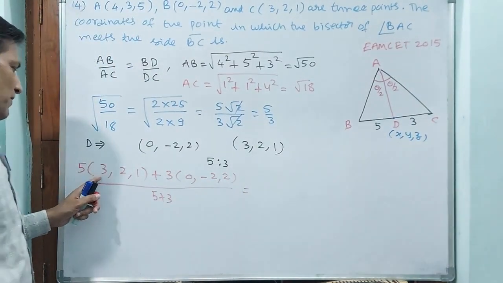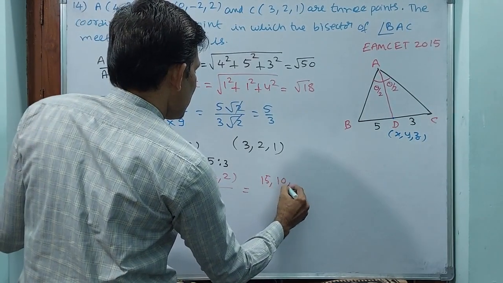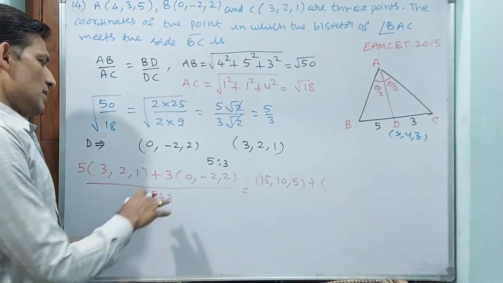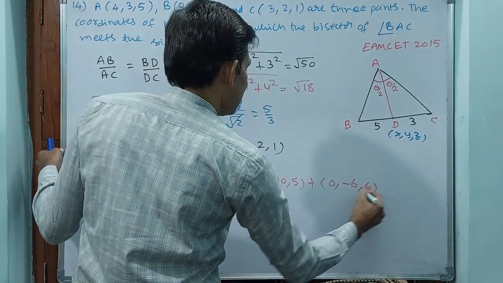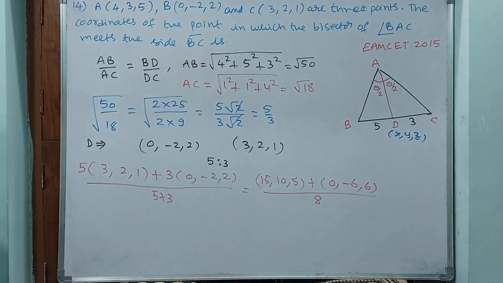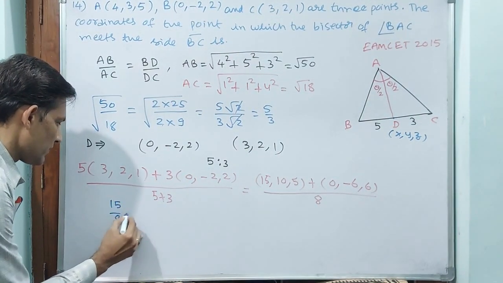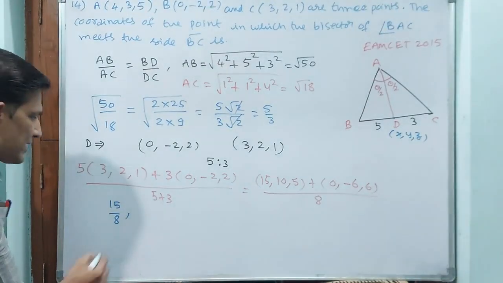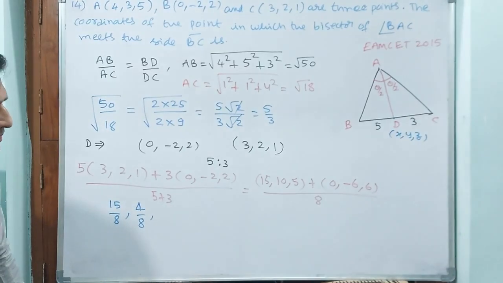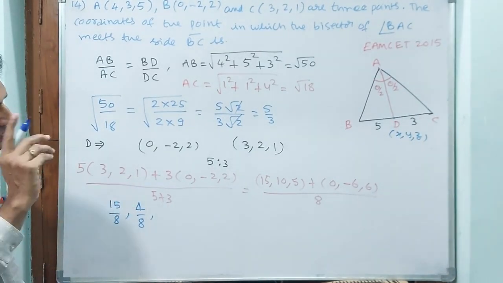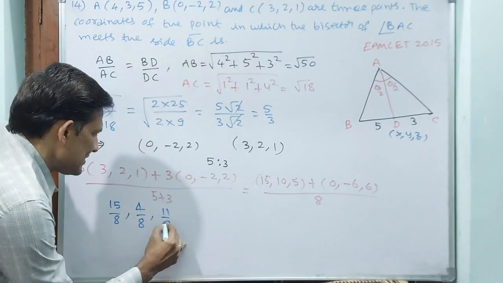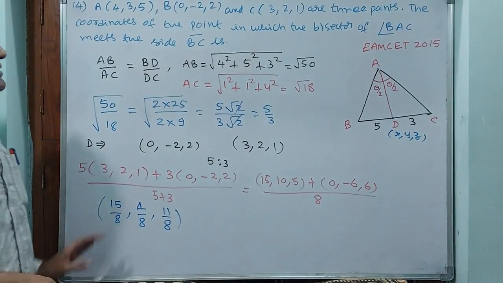That is equal to, first you send inside: 15, 10, 5, plus 0, minus 6, 6, whole divided by 8. 15 plus 0 is 15, 15 by 8, comma, 10 minus 6, 4, 4 by 8. I could write 1 by 2, but 4 by 8 only I will write, because I want to keep all denominators as one number only. 15 by 8, you can't do anything. 5 plus 6, 11 by 8. Keep this like this only. This is the answer for this question.